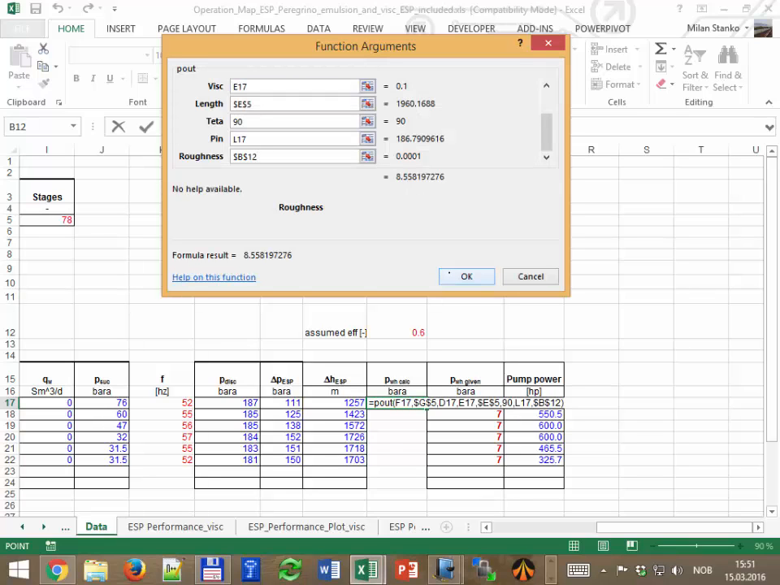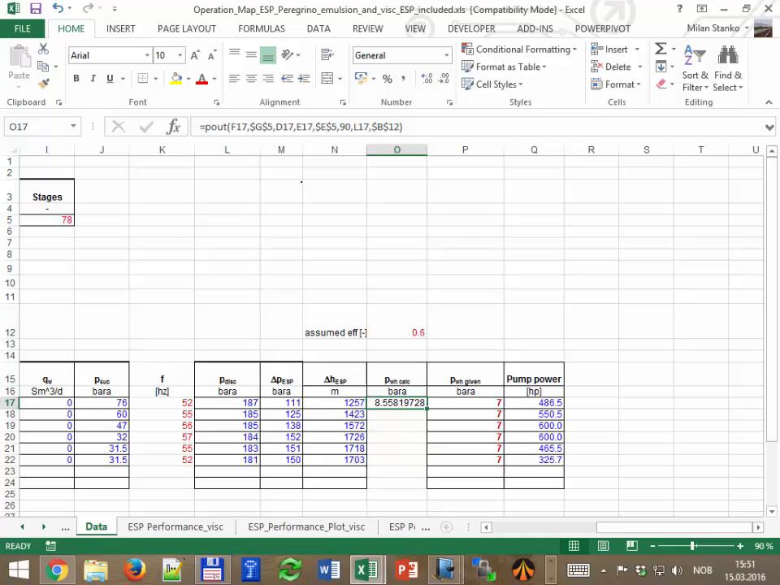Okay, and 8.55. Okay, very close to 7, but not exactly 7. So if we want it to be 7, what do we use? Solver, solver, please. Our big friend. You have to help us to get exactly 7, okay? And wow, here I got 7. You have to change discharge. You have to drag down the discharge. Oh, I didn't change this. Okay.